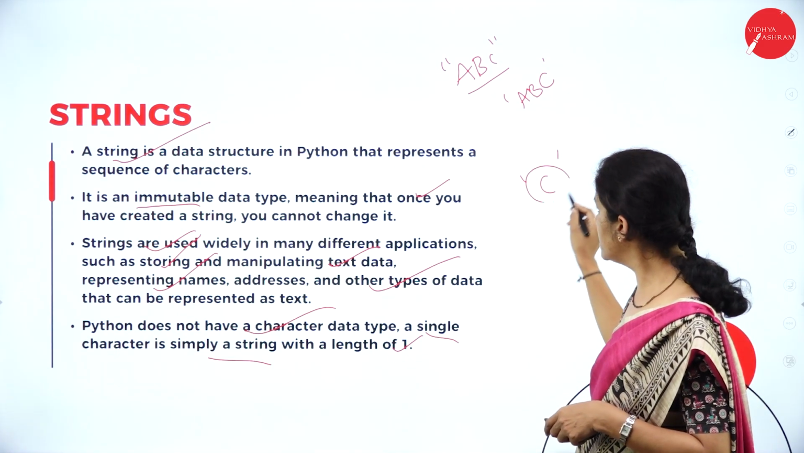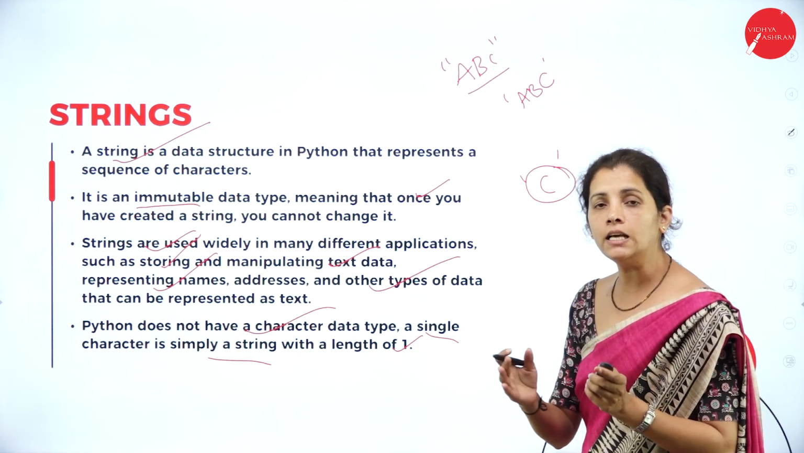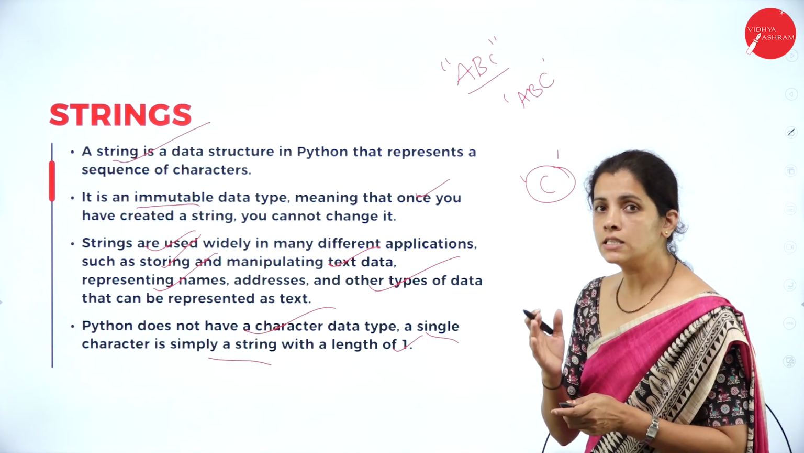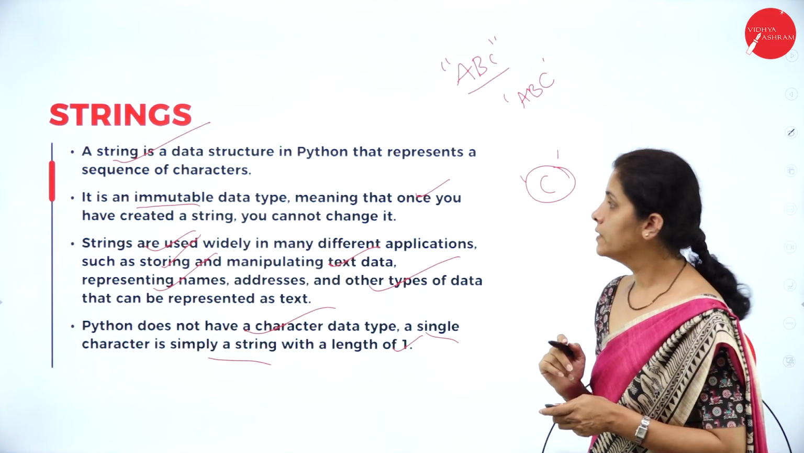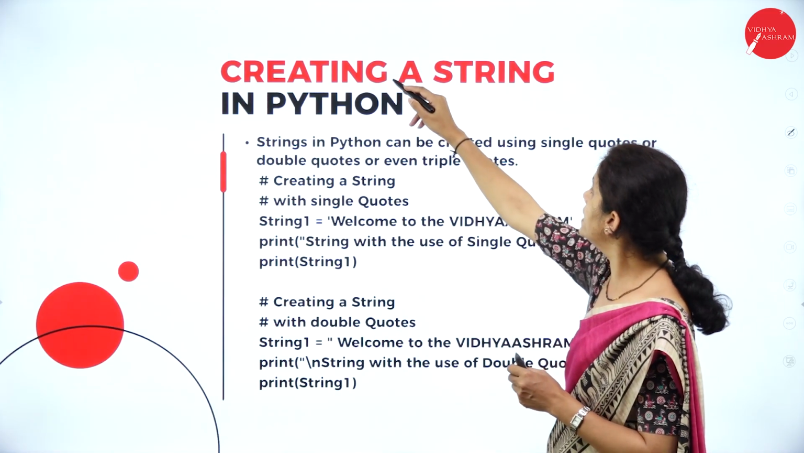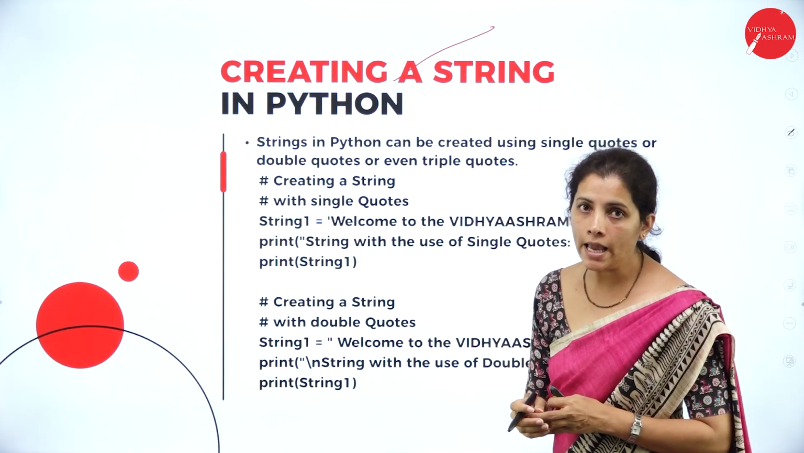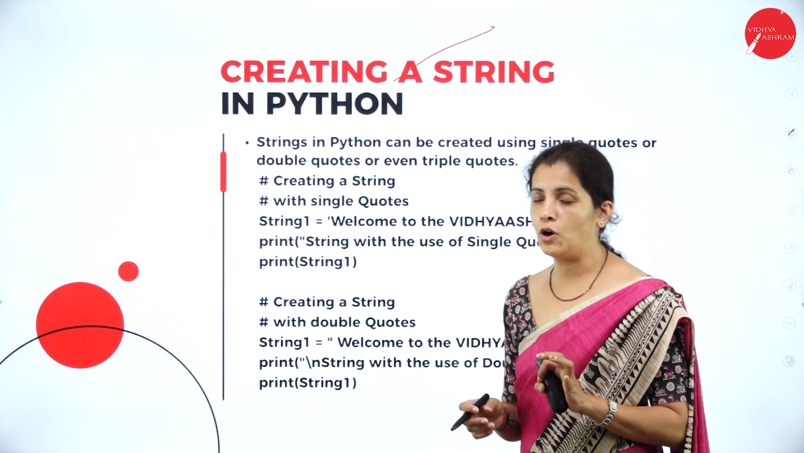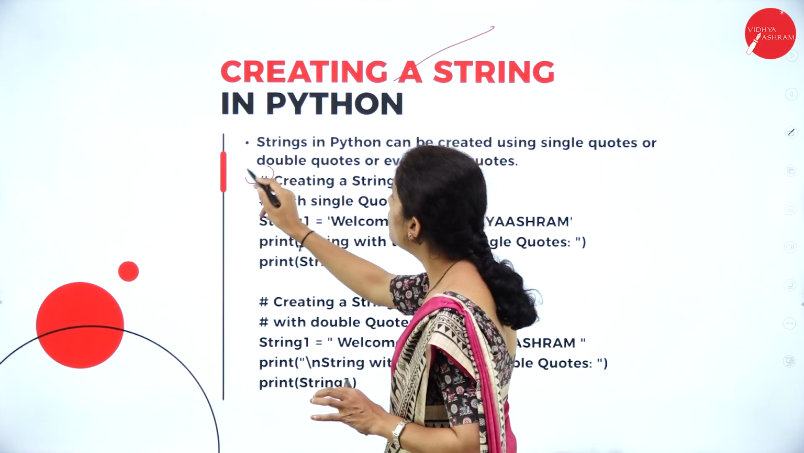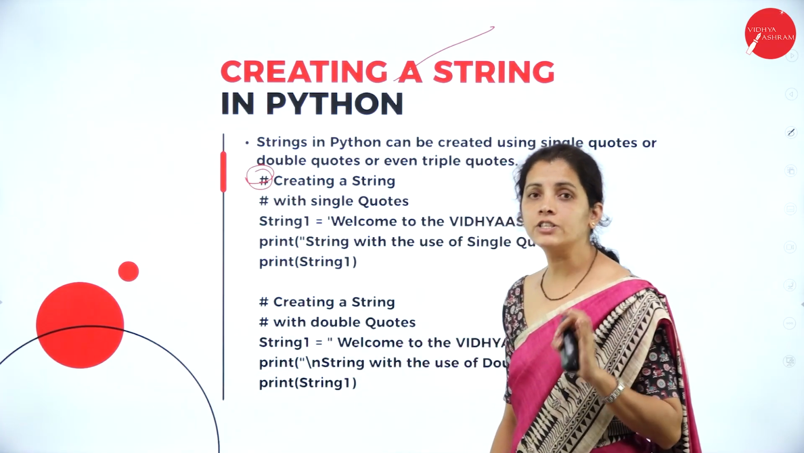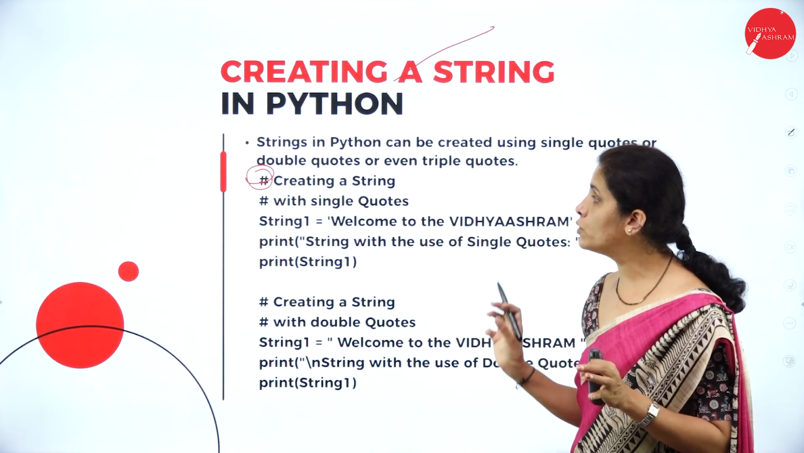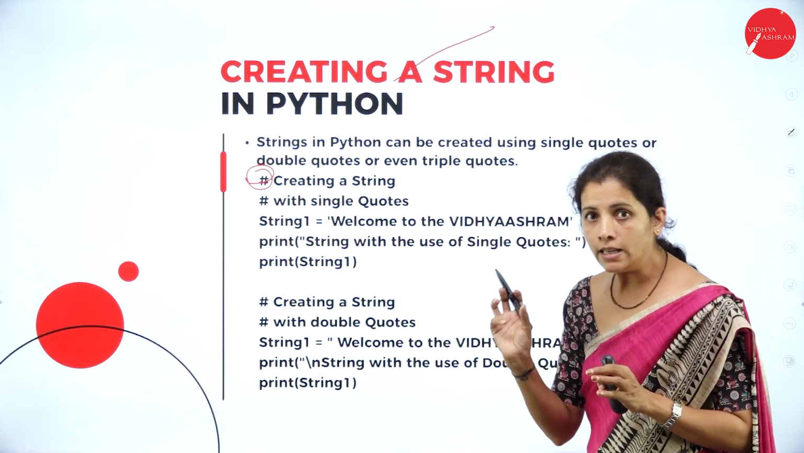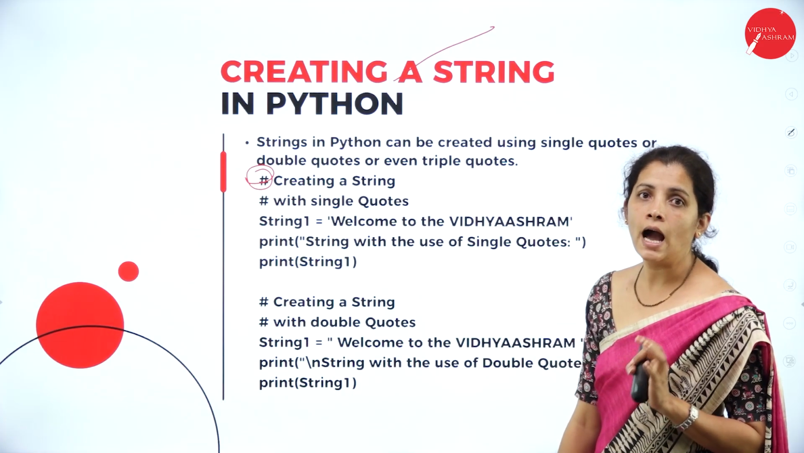So if I have a single character but still it is treated as string, and what's the length of the string here? That is 1. Now see here, creating a string. How can I create a string in Python? See here, hash. What is this hash? Hash represents a comment line. So whatever comment I want to write, I'm going to write that using hash.